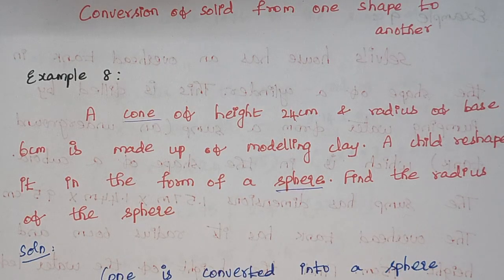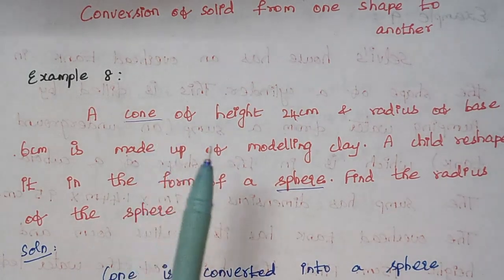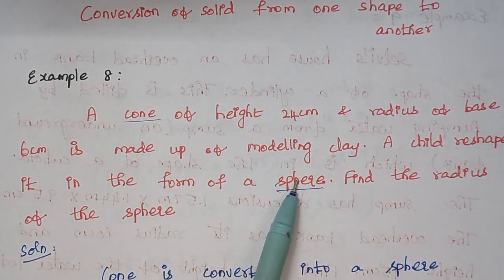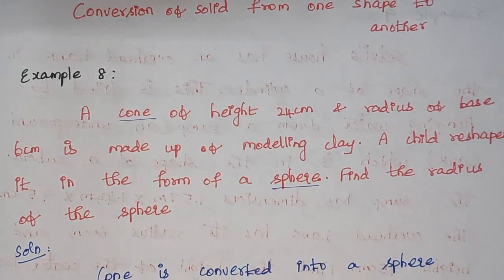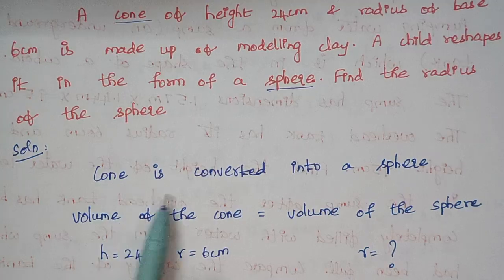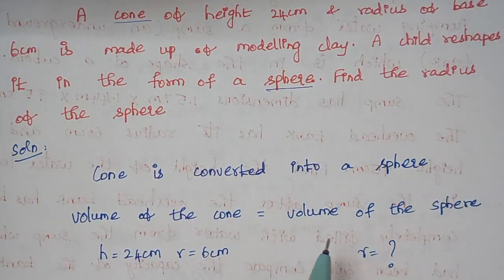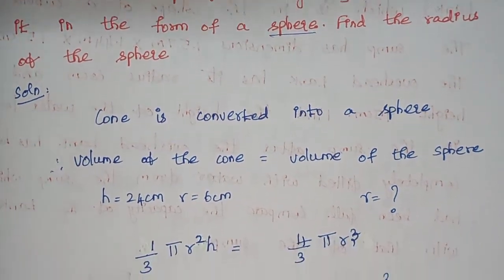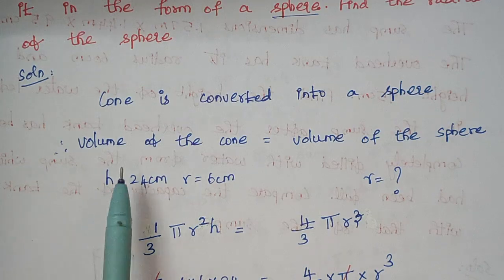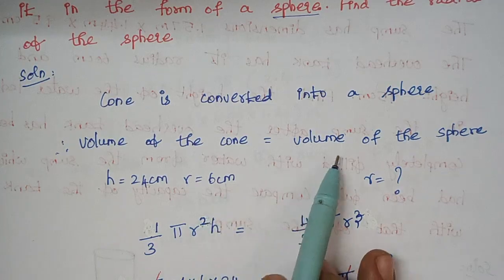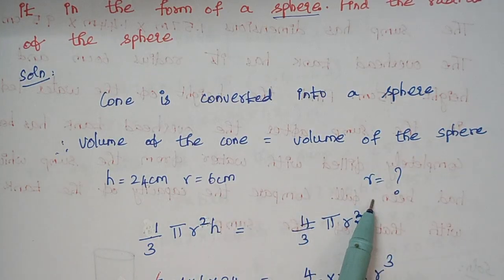What it indirectly means is that the volume of the cone will be equal to the volume of the sphere, because here the cone is converted into a sphere. So first we start our answer: the cone is converted into a sphere, therefore volume of the cone is equal to volume of the sphere. Here the parameters are h is 24 and r is 6 centimeter, and we have to find the radius of the sphere.